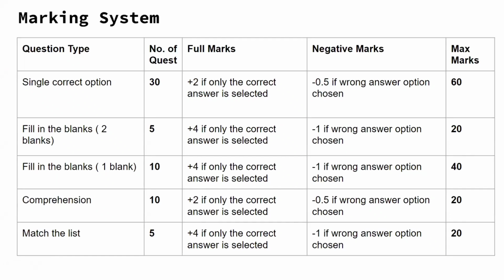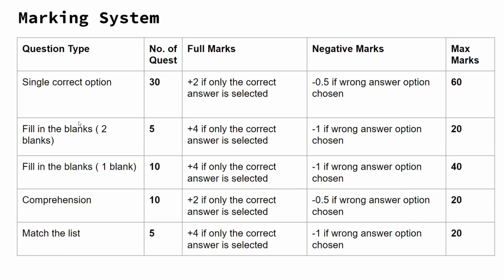So the single correct option that we have seen now, that is similar to MCQ, is a total of 30 questions, and it carries 2 marks if you select the right option. And if you attempt the question and it goes wrong, then minus 0.5, that is half marks, will be deducted. So from the MCQs, the maximum marks, if you give all the right answers, you will get 60 marks.